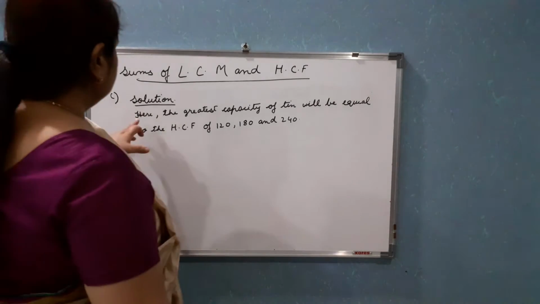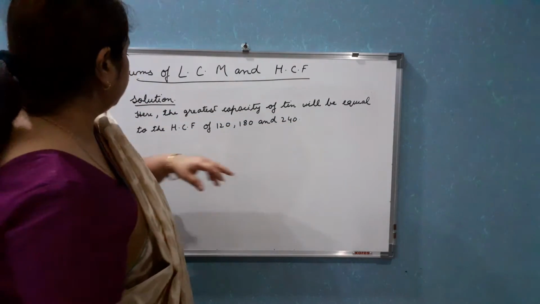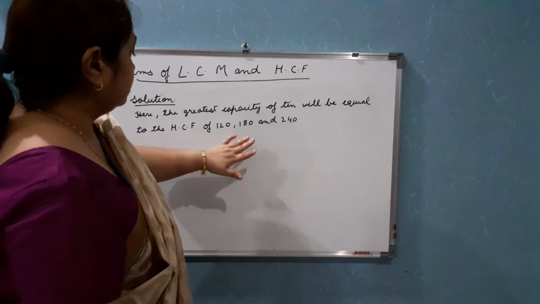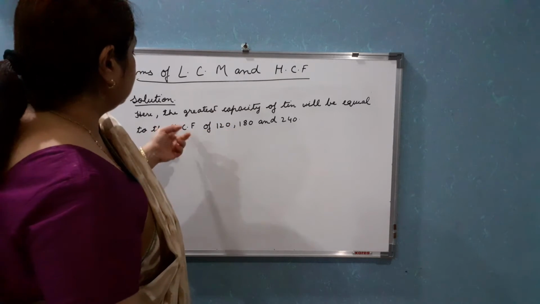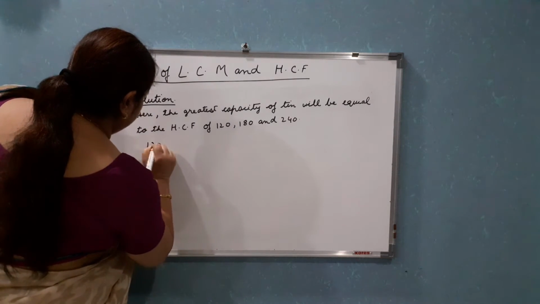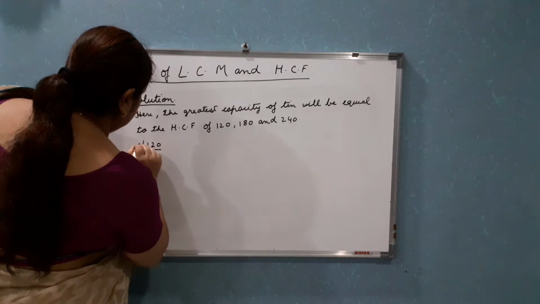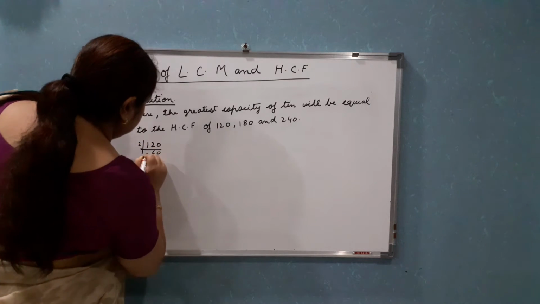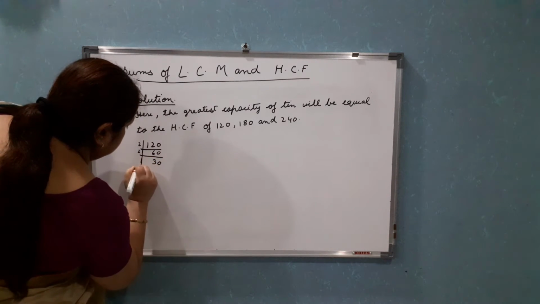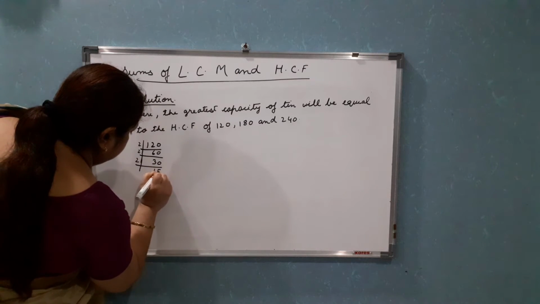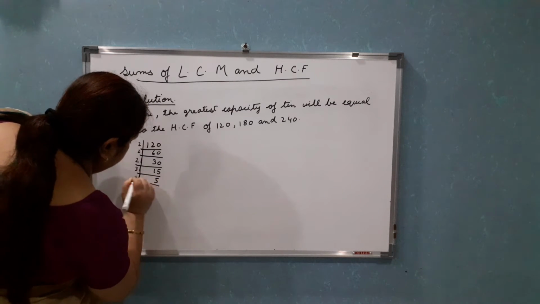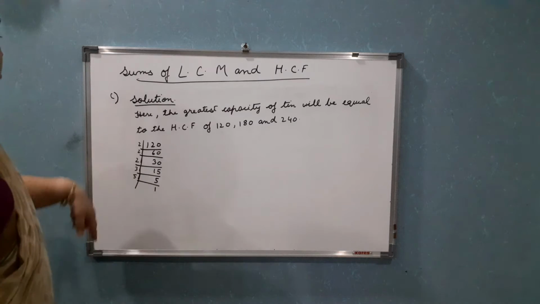Now look here. The greatest capacity of tin will be equal to the HCF of 120, 180 and 240. You can find the HCF by prime factorization method. Okay. So I am finding it by prime factorization method. So look here. 120, 60, 30, 15. So 3, 5 and 5, 1.